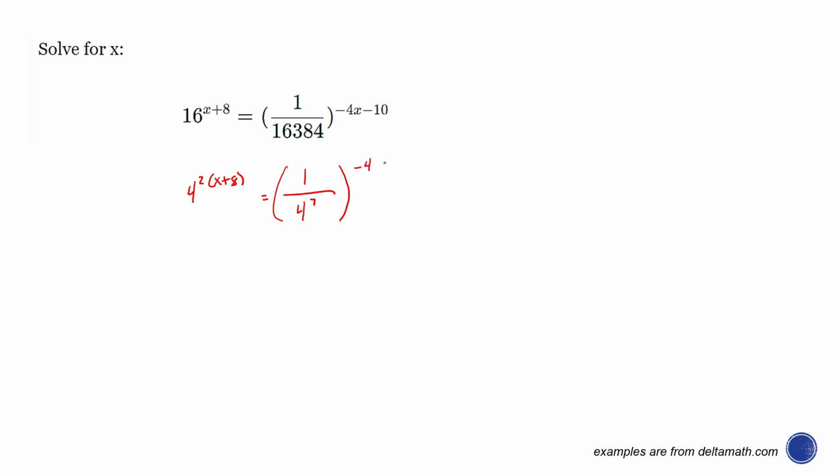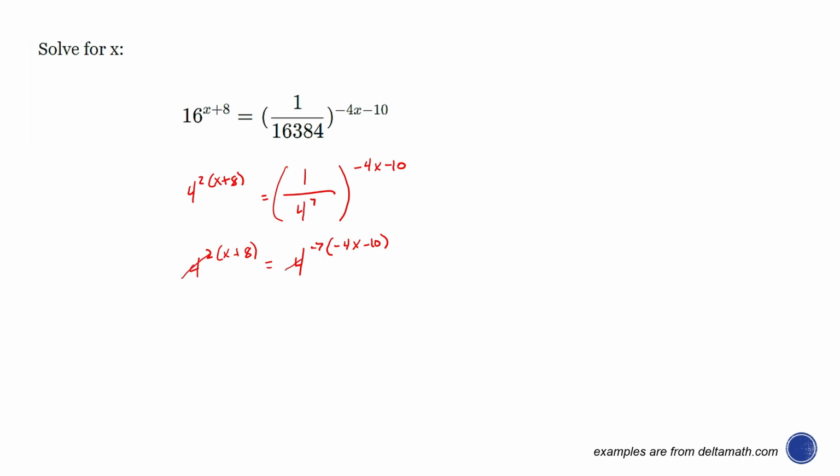Now here we also need to have knowledge about the laws of exponents. We can express 1 over 4 raised to 7 as 4 raised to an exponent, and that is by means of the laws of exponents, one of those laws that involves negative exponents. So here we can express that as 4 raised to negative 7 times negative 4x minus 10. And this is 4 raised to 2 times x plus 8. And there you go. Now the bases are the same.